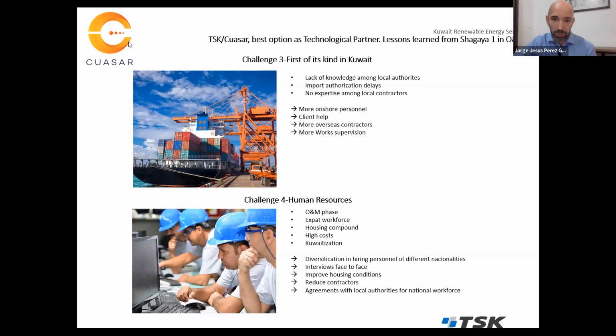So it's needed diversification in hiring personnel of different nationalities, face-to-face interviews, improve housing conditions, because some of the staff is living in the desert. So you have to focus on that. Reduce contractors at maximum. Almost all the staff is under TSK. And agreements with local authorities for national workforce. Next slide, please.